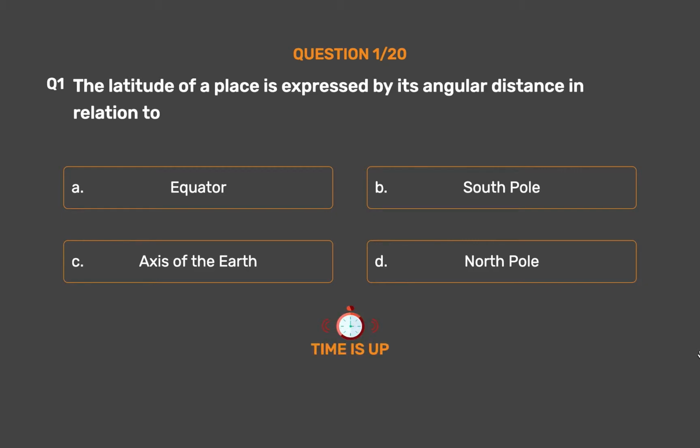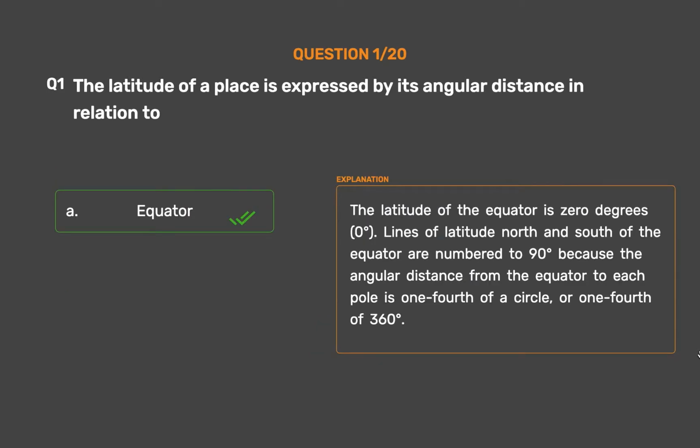The correct answer is Option A. Equator. The latitude of the equator is 0 degrees. Lines of latitude north and south of the equator are numbered up to 90 degrees because the angular distance from the equator to each pole is 1/4 of a circle, or 1/4 of 360 degrees.